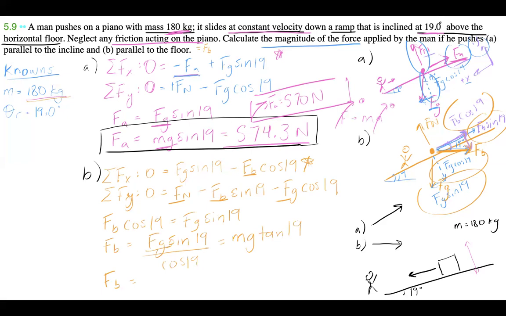And I'm getting 607.4 newtons. And with significant figures, that is FB is equal to 610 newtons, right? So that's our solution for A and for B.